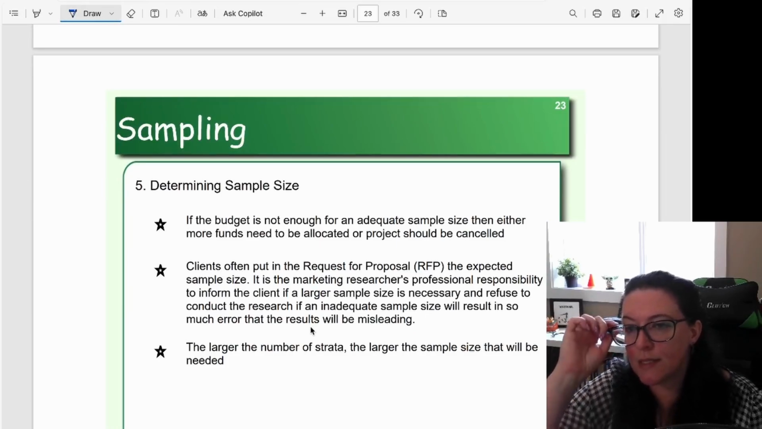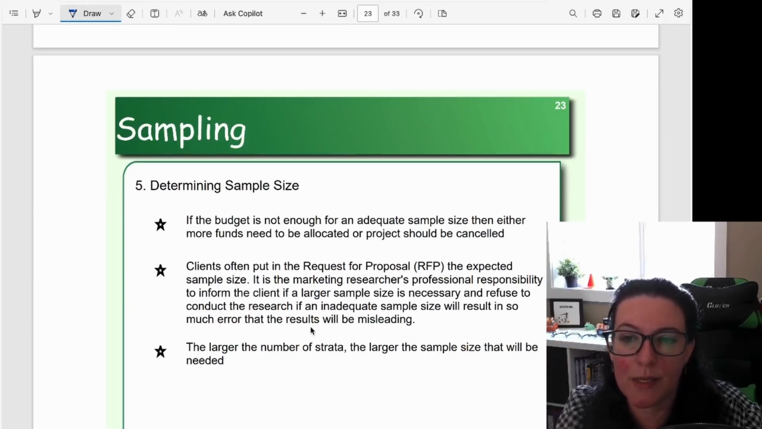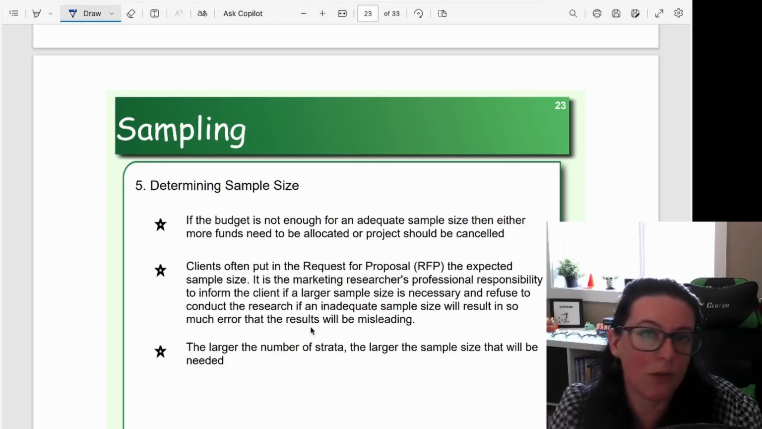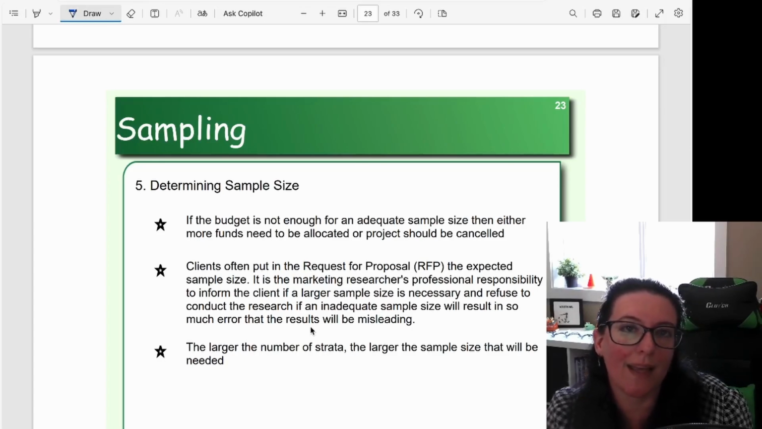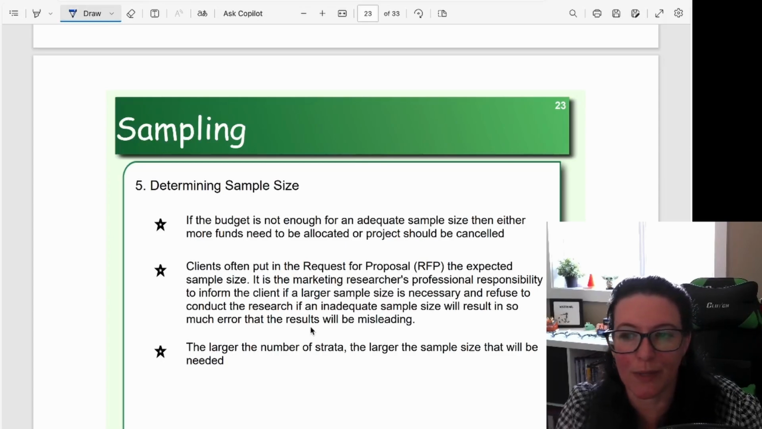Now, one thing to consider is that if your budget is not enough to allow for an adequate sample size, then either you need more money, or if that's not possible, then don't do the research. If you cannot get an adequate sample size to inform the decisions that you need to make, then you're better off not doing the research.